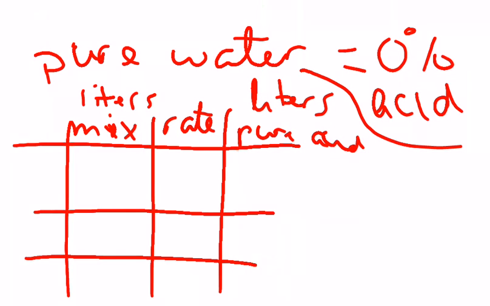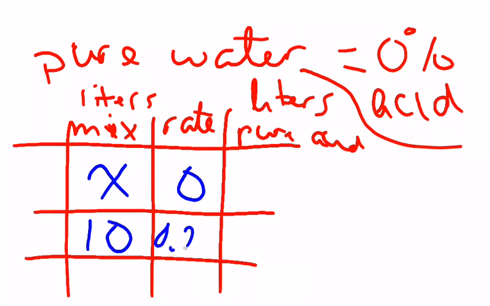So it says how much pure water. We don't know how much, but the rate is 0 because it has 0% acid. And we want to mix it with 10 liters of a 20%, so 0.20 solution, to reduce to an 8% solution, so 0.08. And then to know how many liters we're getting, we know that this mixture here has to be x plus 10.